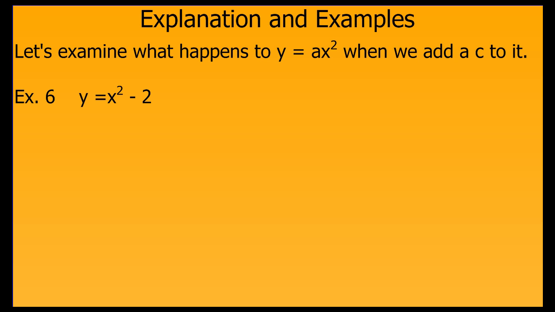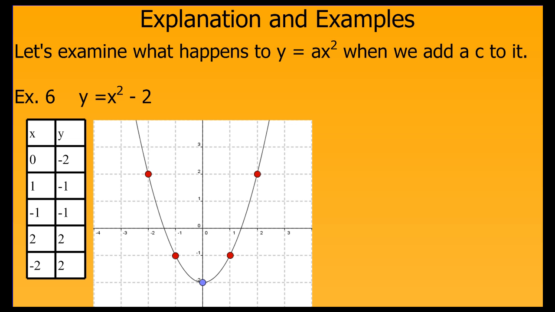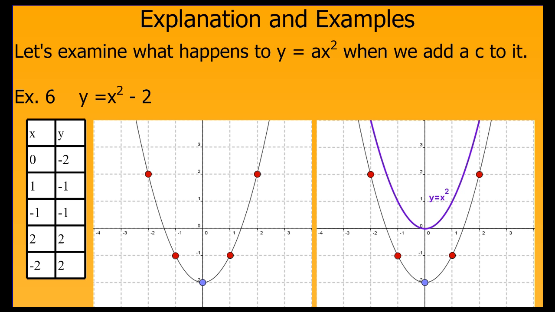So now let's look at y equals x squared minus 2. We make our table of values, and now we graph it. What do you notice this time? Hopefully you notice that the vertex and all other points are shifted down 2 units, but the shape is the same as our parent function.